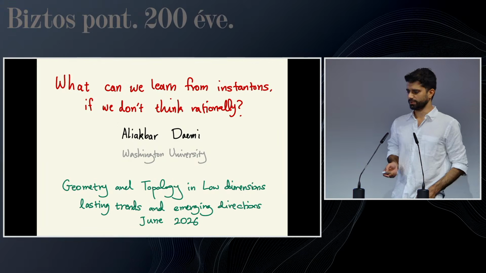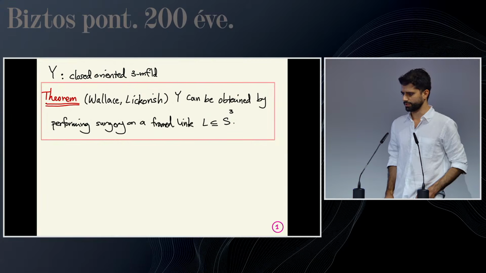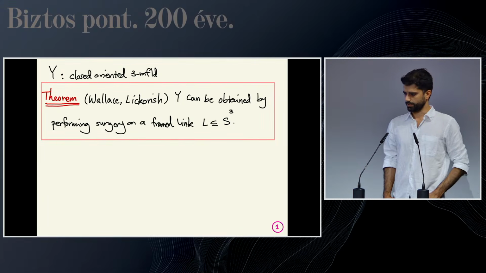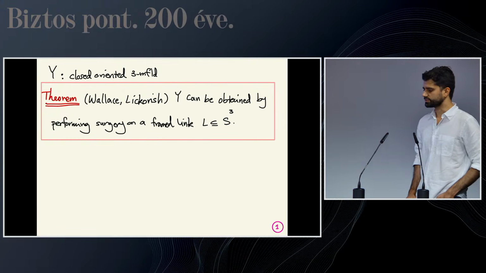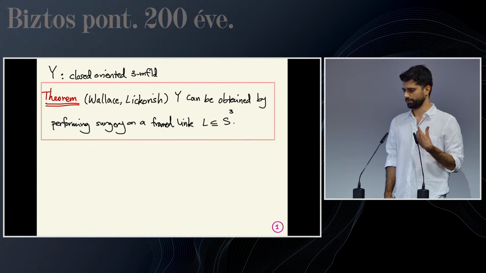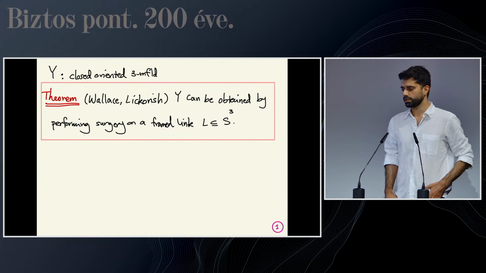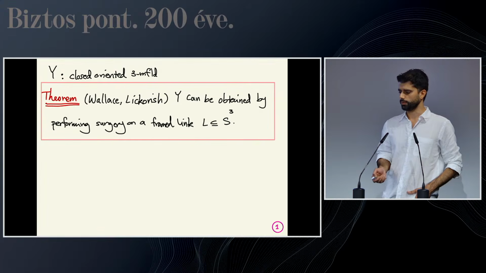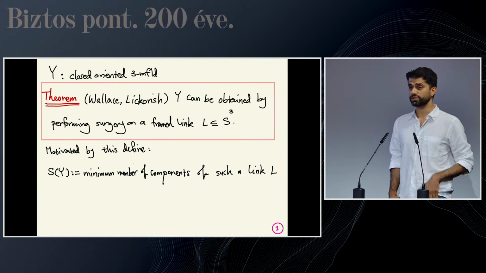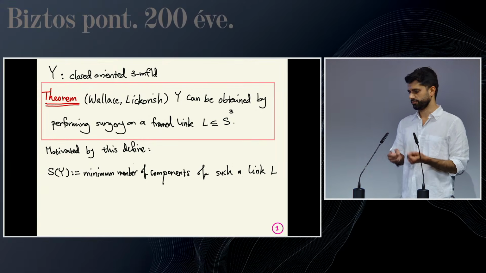I also want to start, like the other talks in the morning, the long talks, with some prehistorical fact, this time about 3-manifolds. If you have a closed oriented 3-manifold, there's this theorem of Wallace and Lickorish, which says that you can present this 3-manifold as a surgery on a framed link in S^3. That would motivate some measure of complexity on 3-manifolds. You can define the surgery number of your 3-manifold, which is the minimum number of connected components of such a link L.